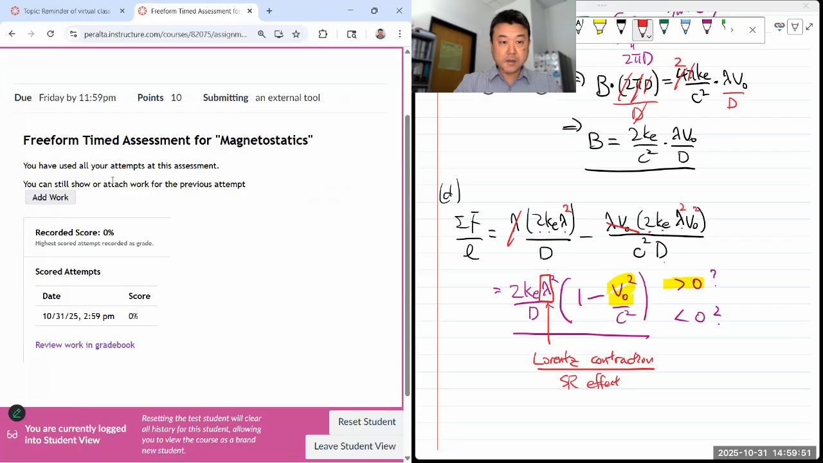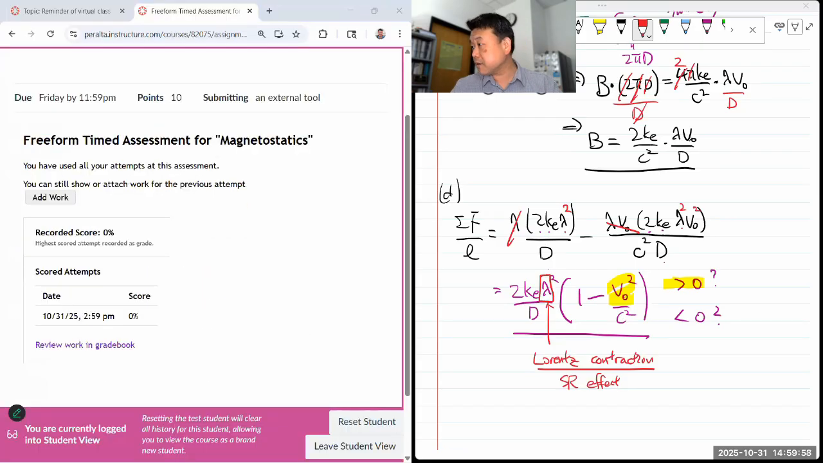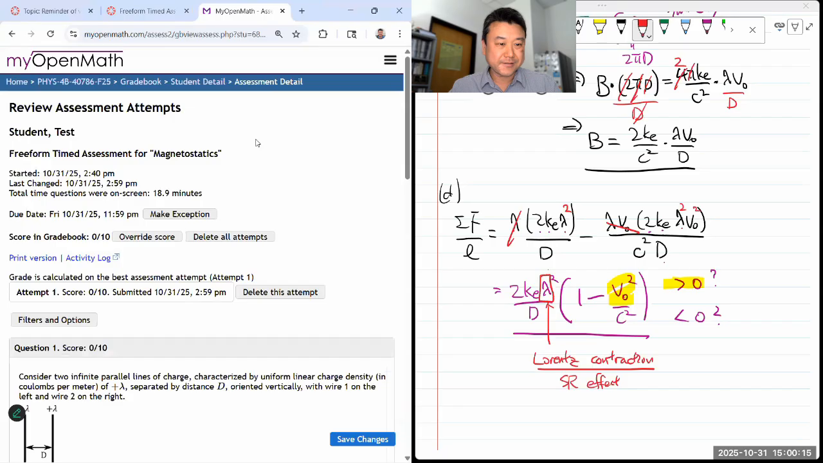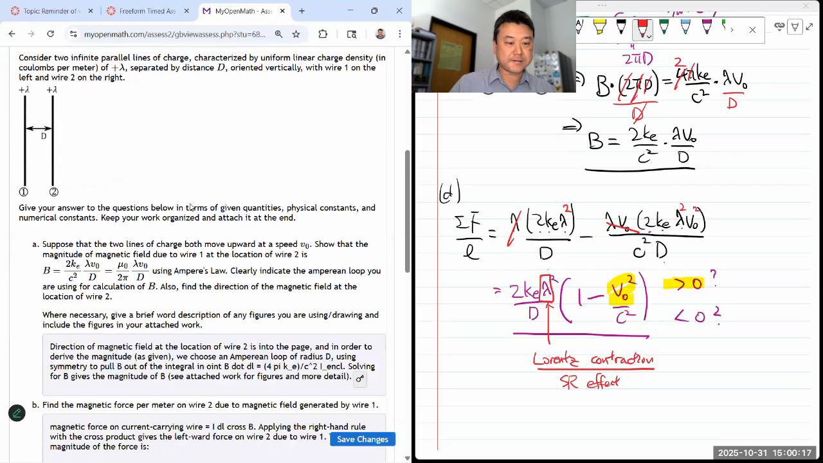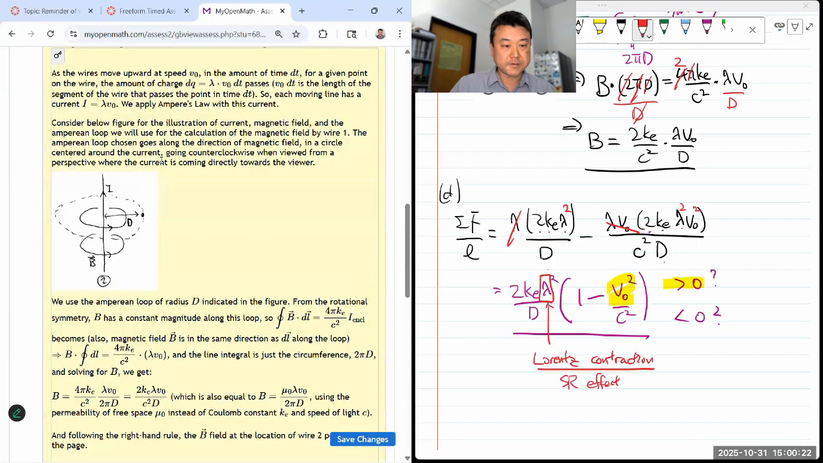So, alright, I'm going to log in as an instructor, and let me bring up the test student's attempt in my instructor view, and I will show you the question and the answer key so that if I made any mistake, here's my chance to correct. I don't think I did, but here's my chance to make sure that I didn't make any mistake. So there it is, all this.